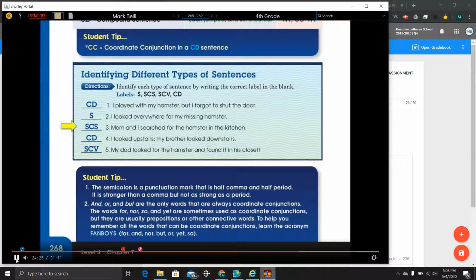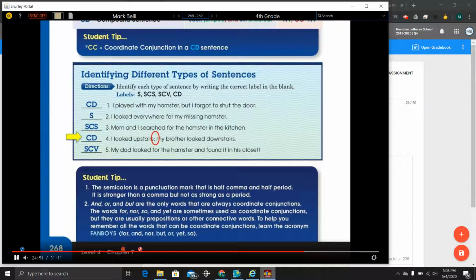Mom and I searched for the hamster in the kitchen. Sentence 3 is a simple sentence with a compound subject. It's easy to see that this simple sentence has a compound subject, Mom and I. Sentence 4. I looked upstairs. My brother looked downstairs. This is a compound sentence.